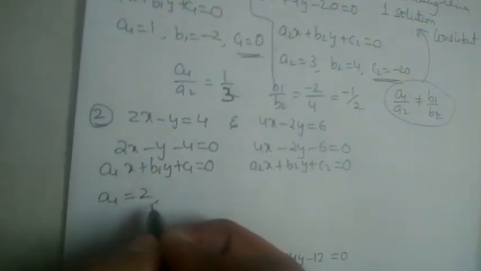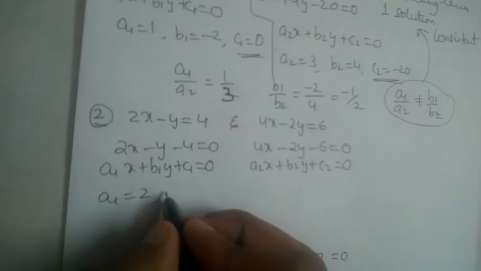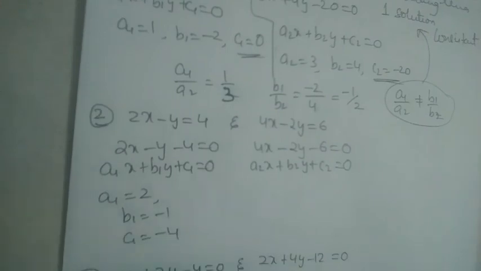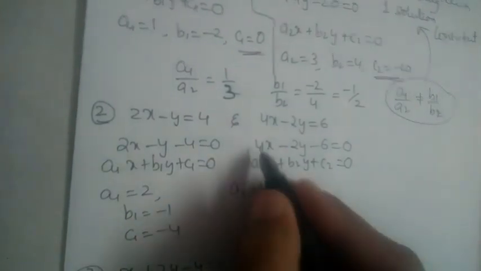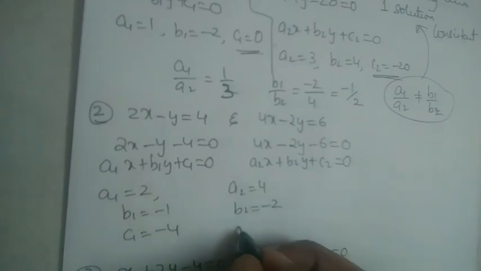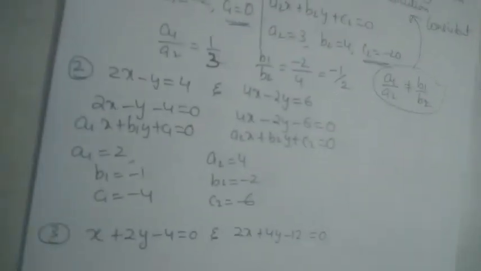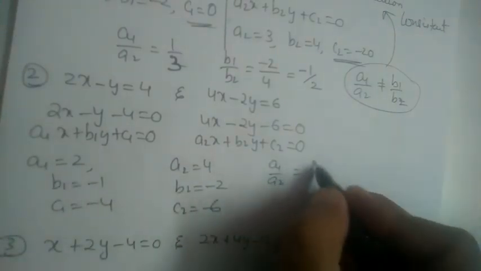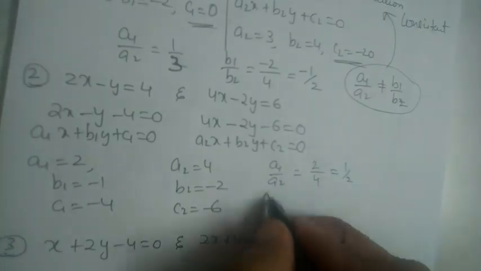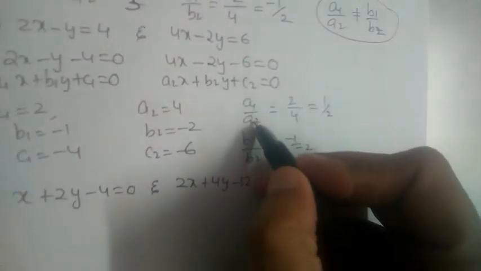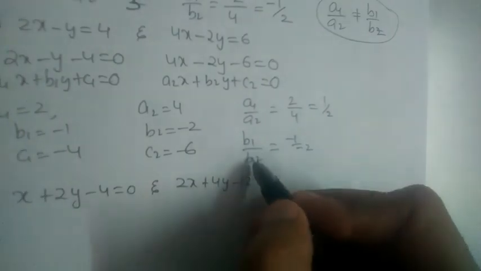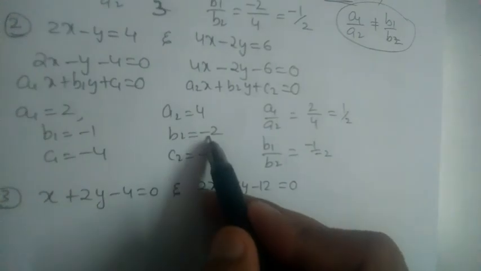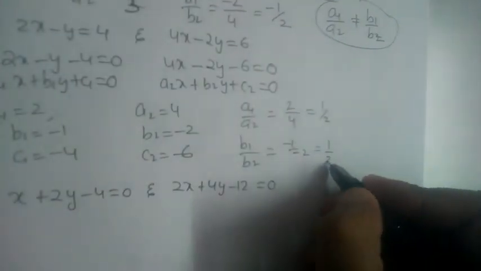What is a1? 2. All right. What is b1 here? Minus 1. c1 minus 4. a2 4. b2 minus 2. c2 minus 6. Okay, let us find the ratios. a1 divided by a2, 2 by 4, 1 by 2. So a1 divided by a2, we got 1 by 2. b1 divided by b2 is minus 1 by minus 2. b1 is minus 1, b2 is minus 2. So this will also be 1 by 2.